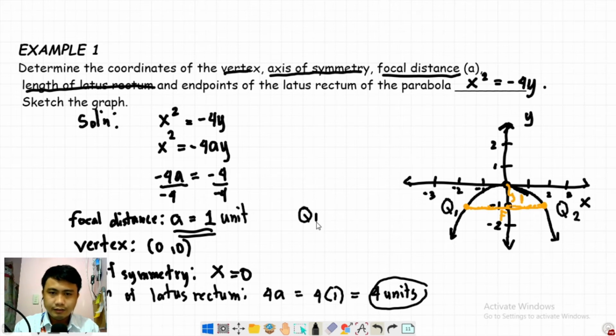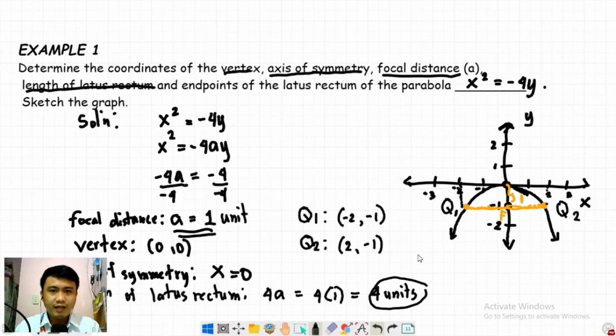What is Q1? Ang Q1 natin, lagi yung tatandaan, Q1 is, of course, our endpoint of the latus rectum. That's a point. Meron siyang X and Y coordinate. So, natin sa X, hindi po exacto yung ating graph. Pag-summation na lang. So, negative 2 and negative 1. And that's the first endpoint. And Q2, we have positive 2 and negative 1.